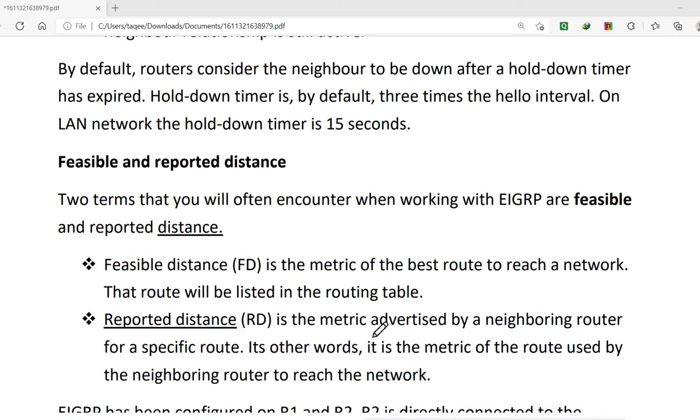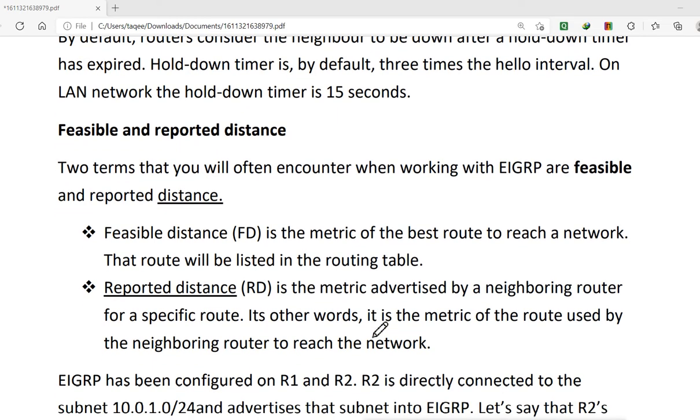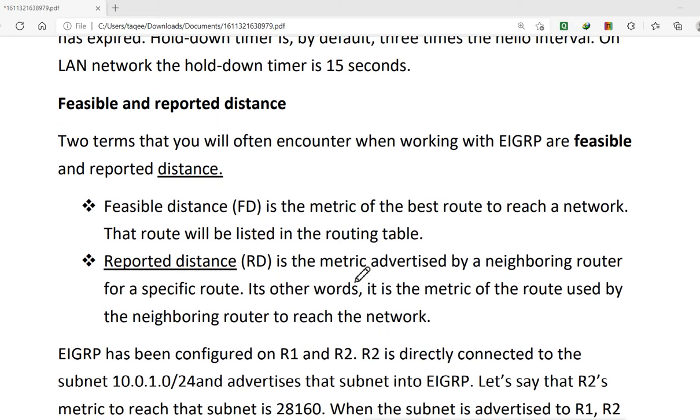Then the terms feasible and reported distance. Now in the topology table, when they exchange routing information from the neighbor router, they send information about the directly connected networks and the networks connected to the other router. From that they will calculate the feasible and reported distance.